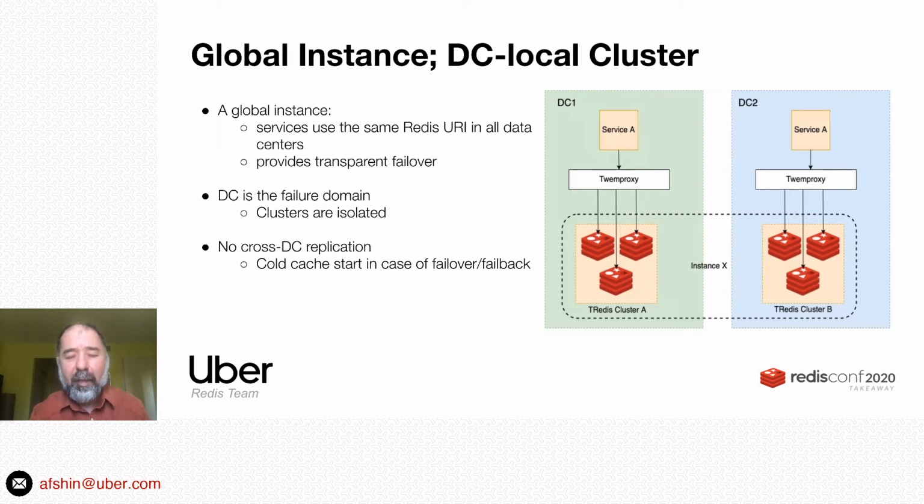Let me explain things using an example. Let's say instance X belongs to service A. Instance X being global means that service A uses the same URI to access instance X in both DC1 and DC2. DC local cluster, on the other hand, means that service A instances running in DC2 only have access to Redis cluster B, as you can see in the picture. So if DC2 fails, it will have no effect on service A instances running on DC1 in terms of data availability. However, this cluster isolation, meaning the lack of data replication, has some issues, including a cold cache start after a DC failure.